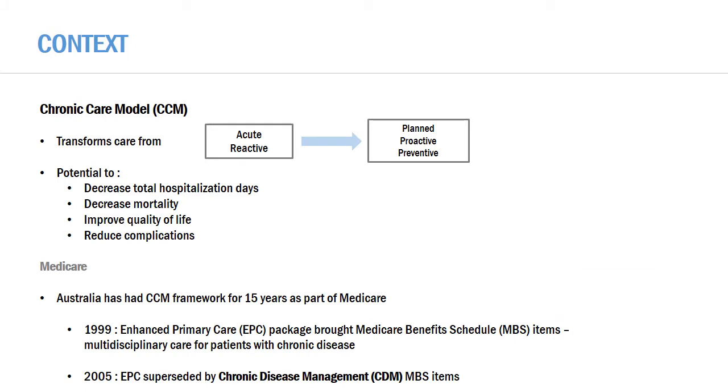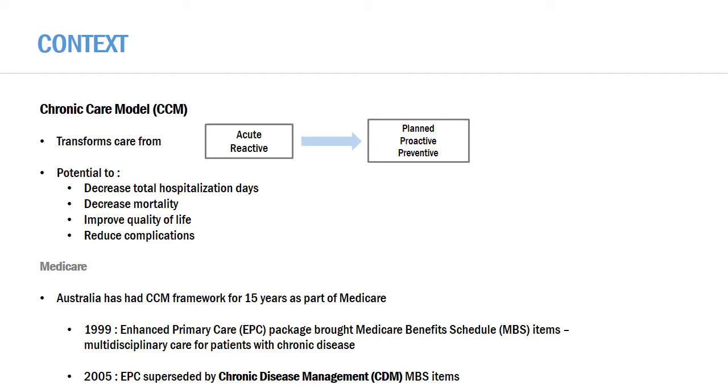So the chronic care model has been around for many years, and it aims to transform care from reactive to planned, proactive, and preventive. It has the potential to decrease hospitalizations and death, as well as improve quality of life and reduce disability and complications from disease.